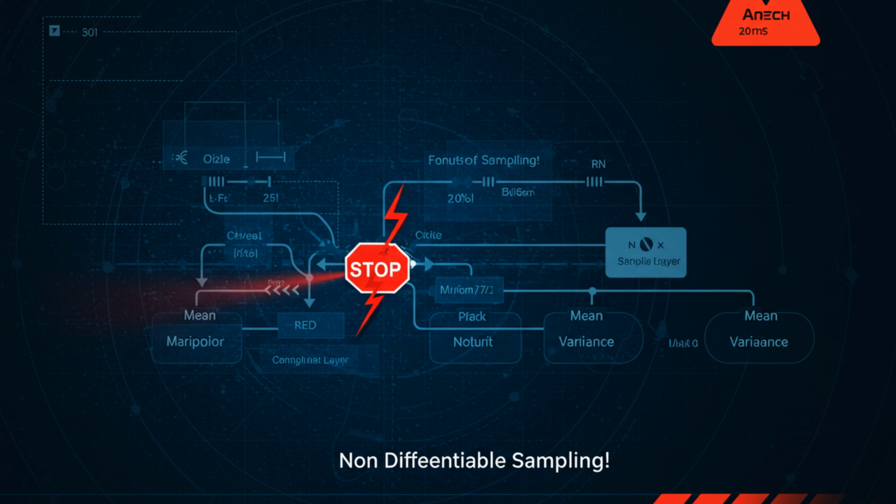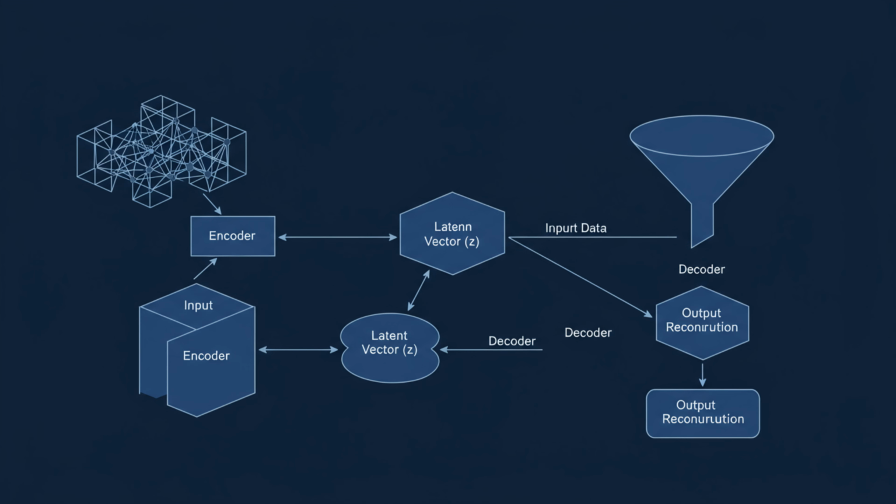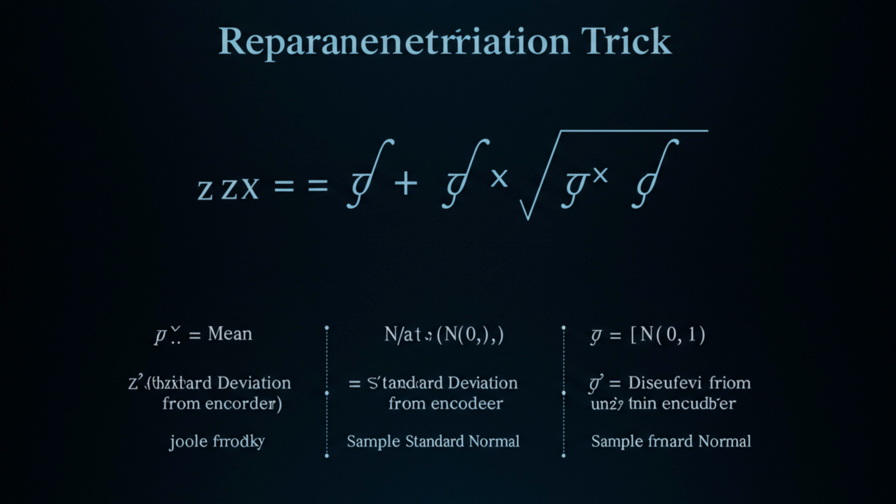A challenge is backpropagating through the sampling step. Sampling from N of mu, sigma squared is problematic because sampling is a non-differentiable operation. Recall standard autoencoders: they learn an efficient data representation by encoding inputs into a latent vector, then decoding back to reconstruct the original. The reparameterization trick elegantly solves this.